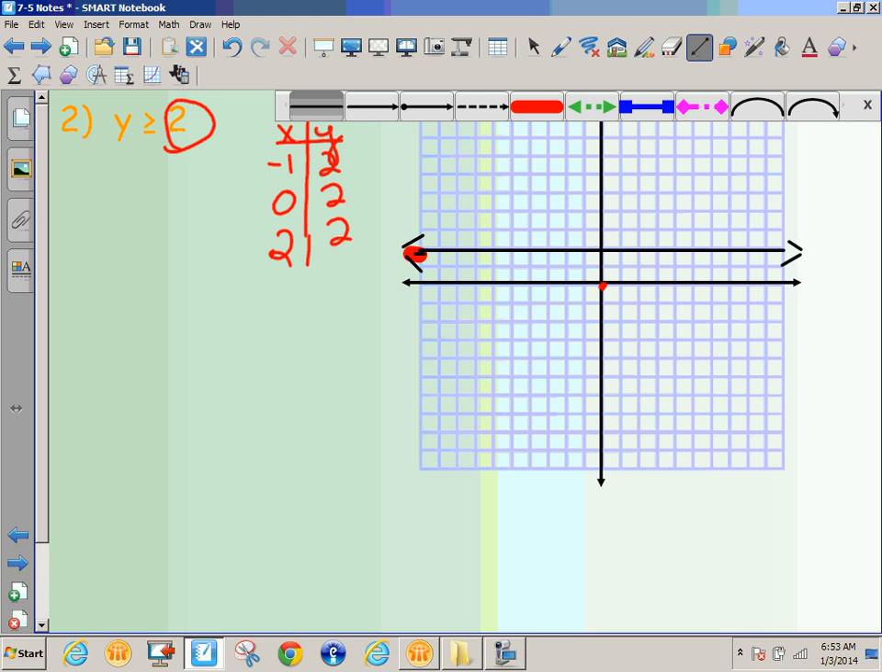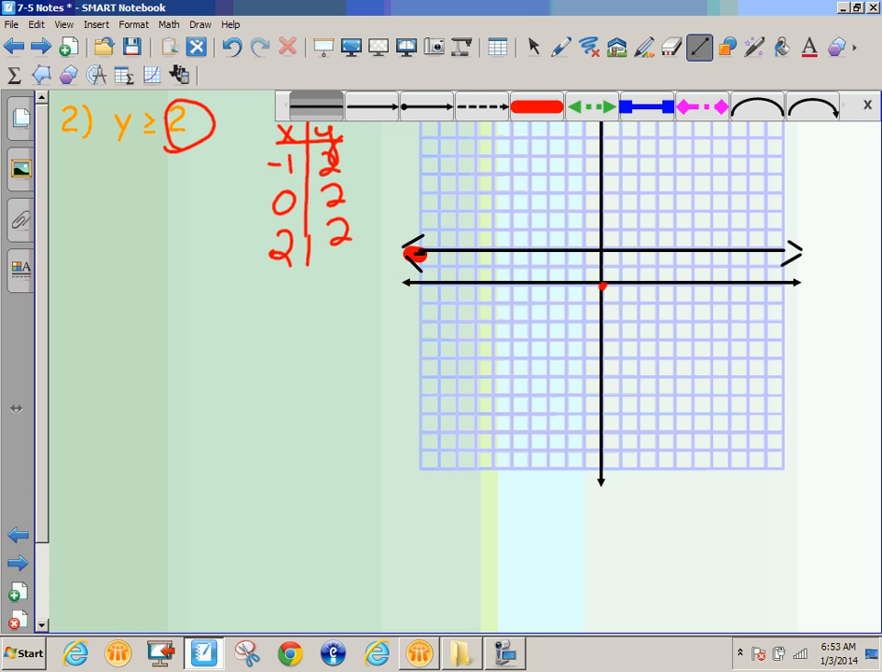So y is greater than or equal to 2. That's what our line is going to look like. You can kind of see how that goes along with the table of values as well. You don't have to do the table of values. It's just a way of remembering: is y is greater than or equal to 2 perfectly horizontal or perfectly vertical? That's the purpose of that.